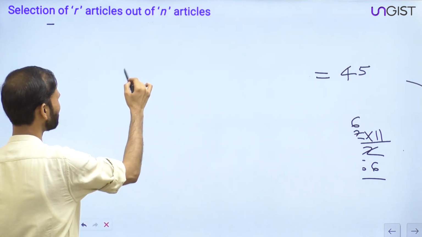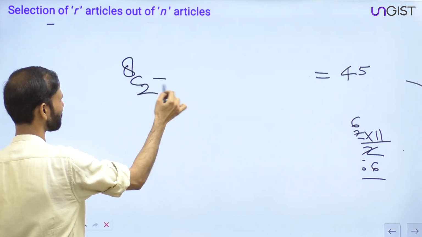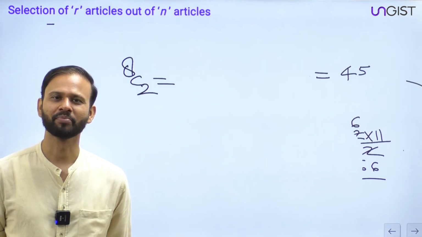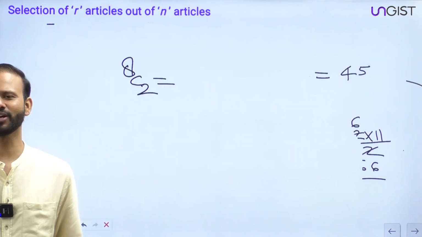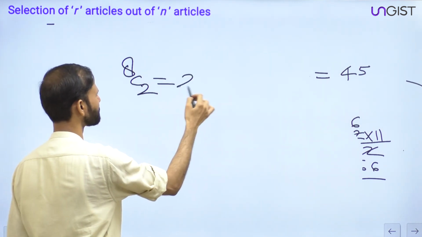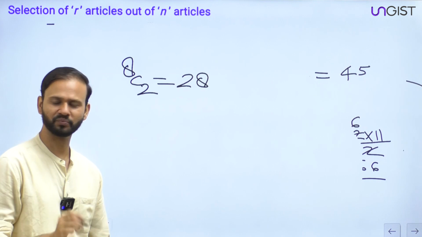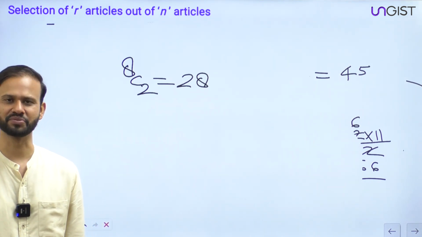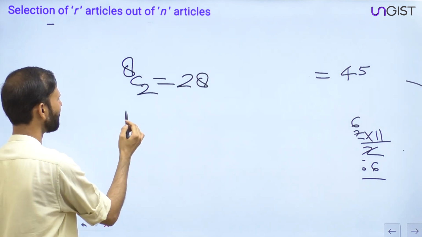Tell me the value of 8C2. Please write down fast. 8C2 without using pen. Just think orally, think logically. Yes, this is 28. 8 into 7 divided by 2. Very good. Almost everyone is writing the answers. Very nice.